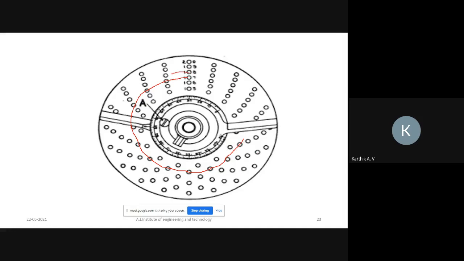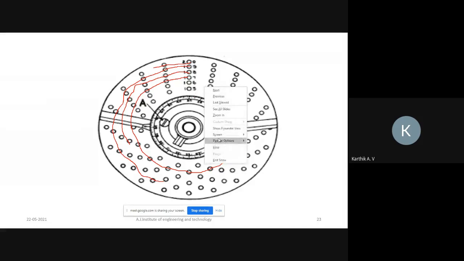Likewise this is 18. Then the next one is the 19-hole circle, which has a total of 19 holes. Next one is the 20-hole circle. Like this, this plate has different hole circles: the 15-hole circle, 16-hole circle, 17-hole circle, as well as 18, 19, 20. This variety of hole circles is there in this index plate. So this is called the index plate.